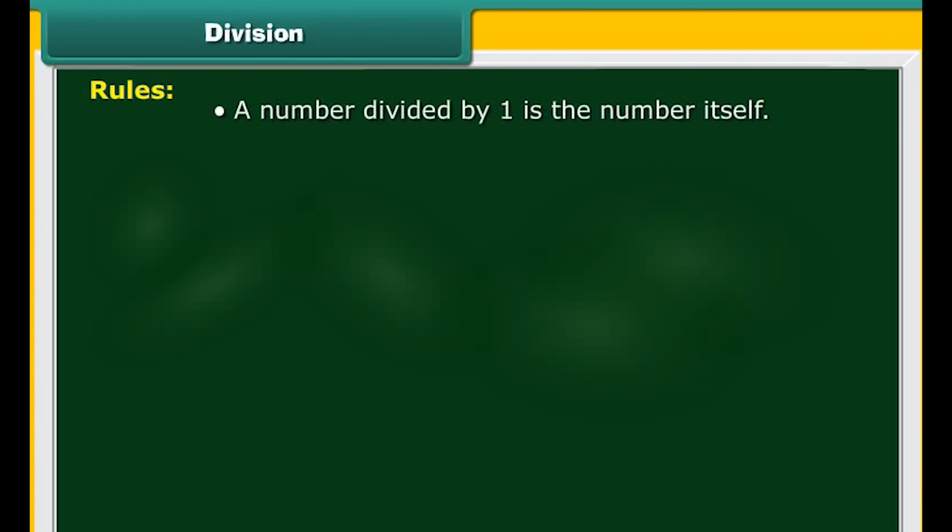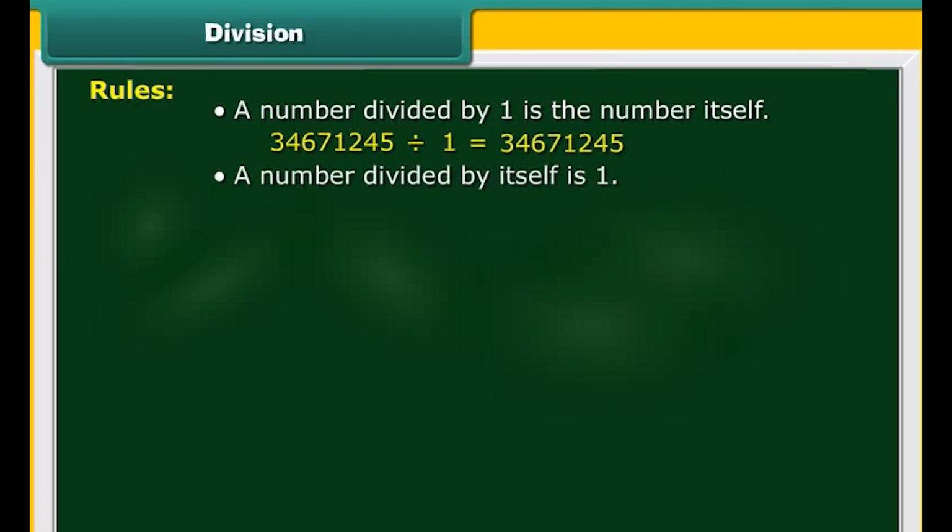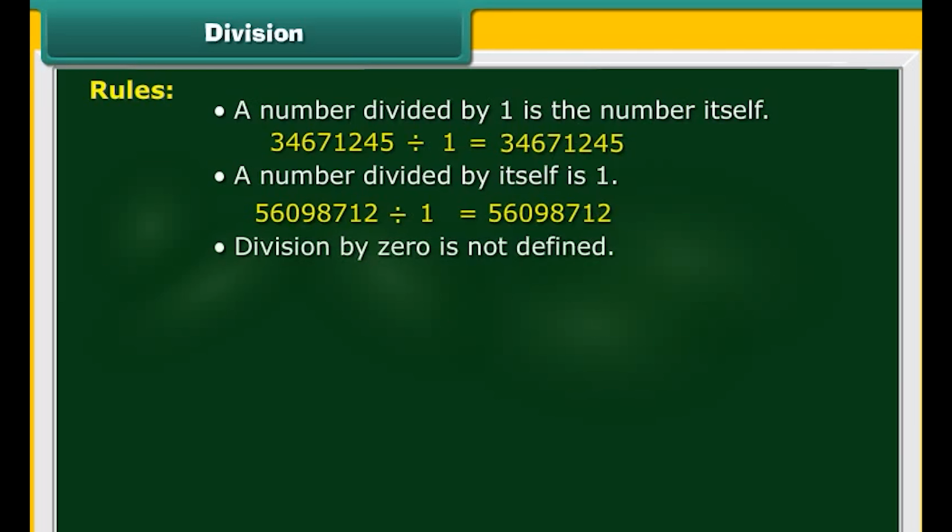A number divided by 1 is the number itself. 3467 1245 divided by 1 is equal to 3467 1245. A number divided by itself is 1. 56098712 divided by 1 is equal to 56098712. Division by 0 is not defined. 56795432 divided by 0 is equal to not defined.